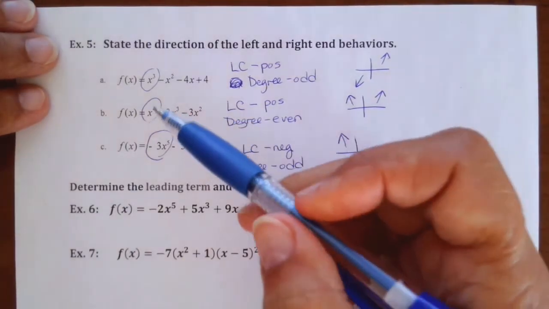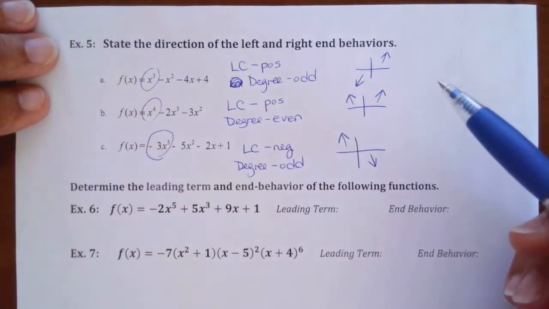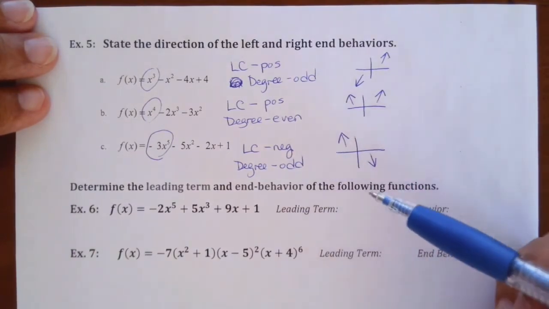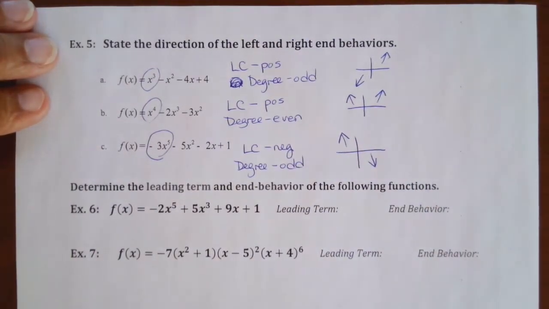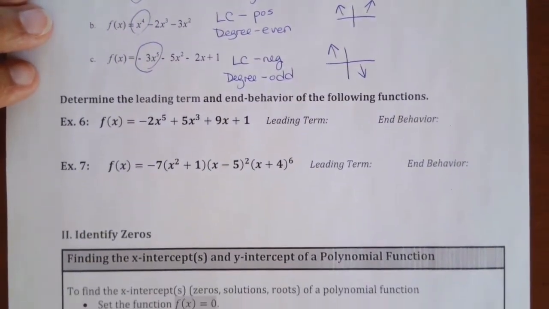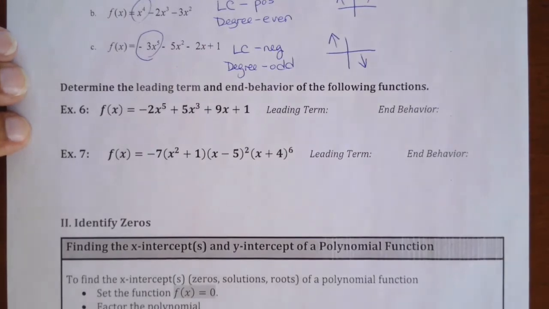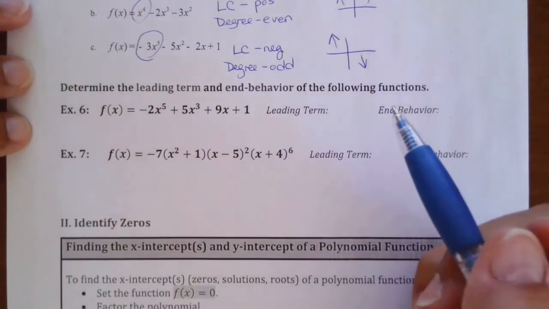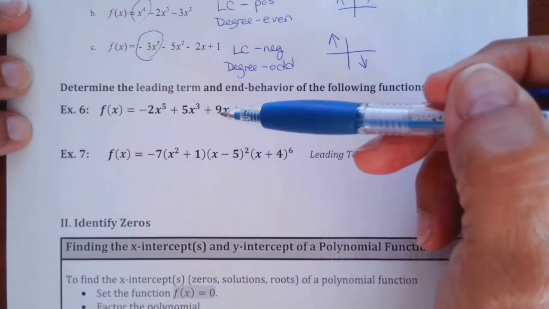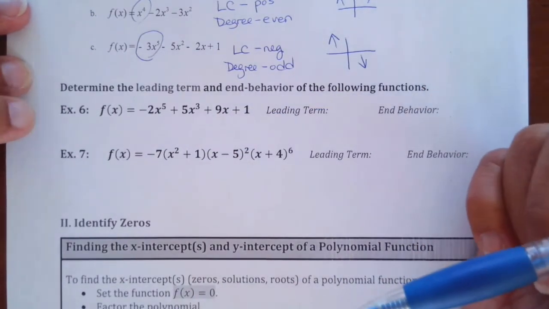So just the leading term tells us about those end behaviors. Now the rest of the graph is going to tell us what's going on in between those arrows, but that tells us what we need to know to begin with. All right, look at examples 6 and 7. Determine the leading term and the end behavior of the following. So here's one that's not factored. This is standard form, and here's one that is factored.